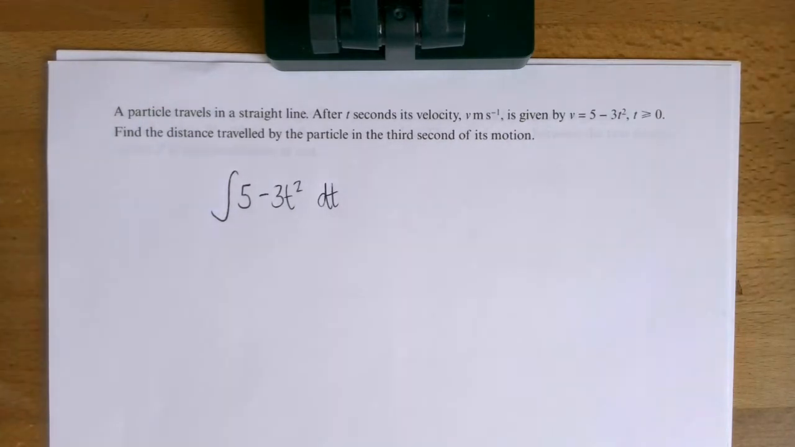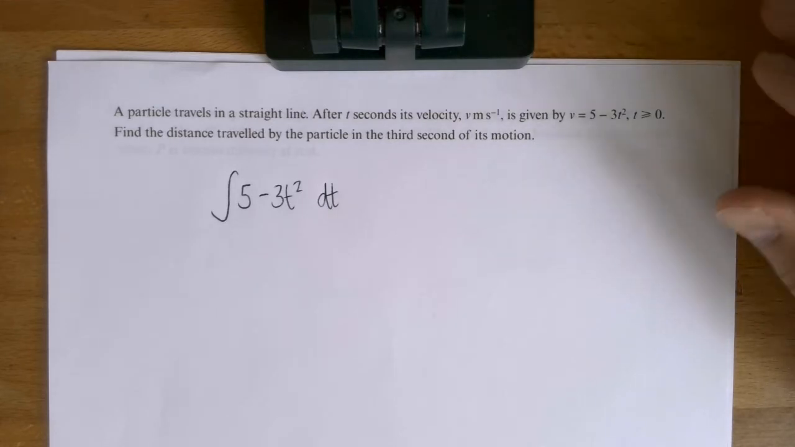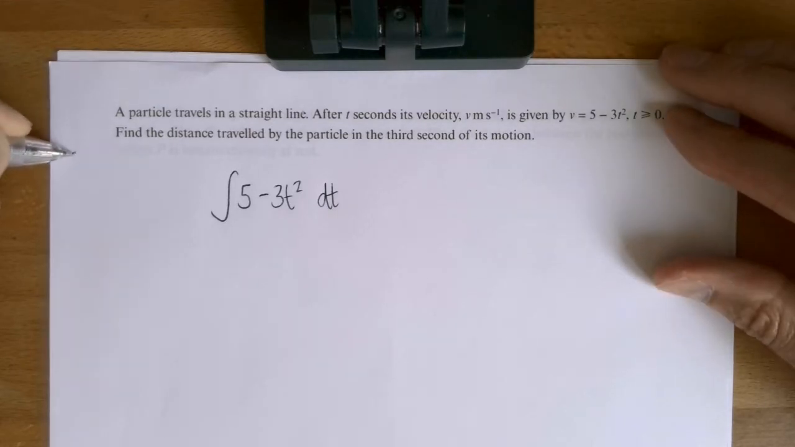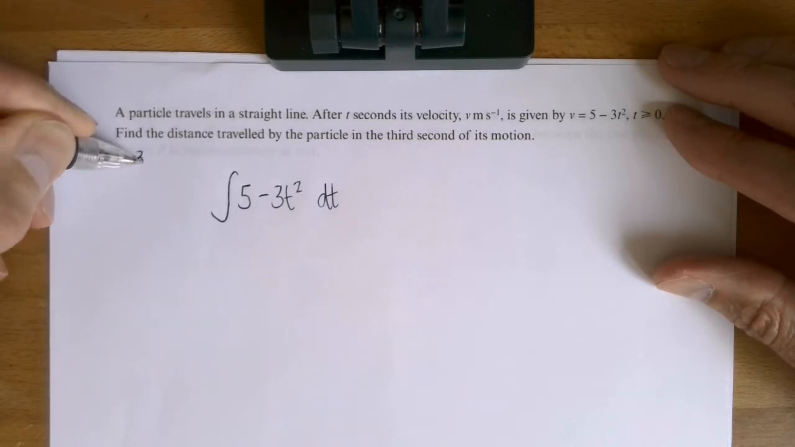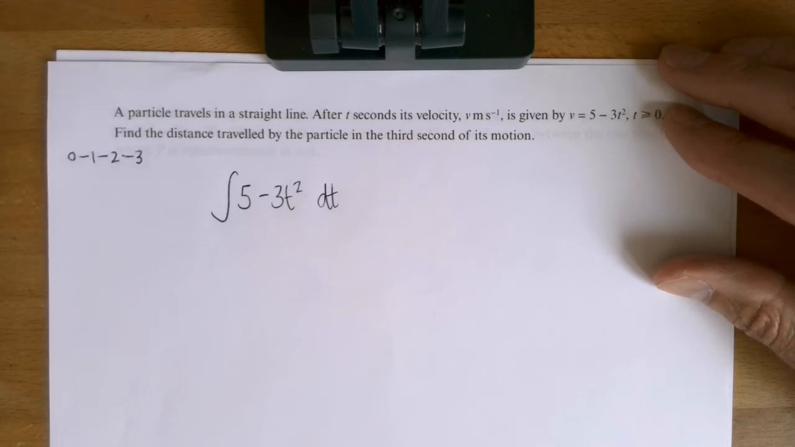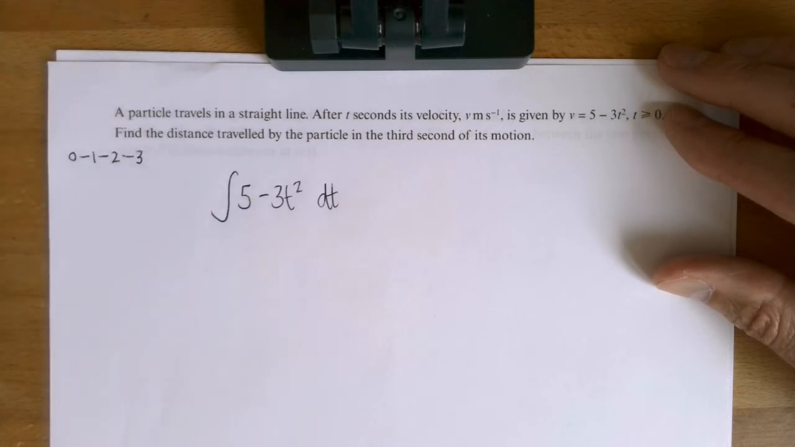Now that's a rather odd bit of wording, isn't it? But the first second, if you're into football, you'll sort of understand this. The first second is between 0 and 1 seconds. And then the second second is between 1 second and 2 seconds. And the third second is between 2 seconds and 3 seconds. So they want us to work out the distance between 2 and 3 seconds.